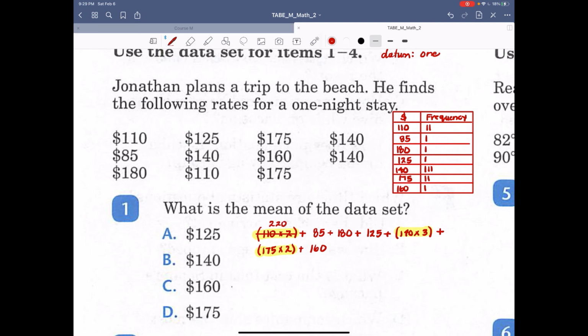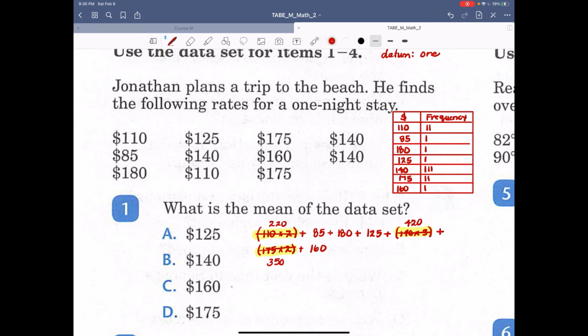Then 140 times 3 is 420. And then 175 times 2 is 350. Then I'm going to add these numbers up. So I have 220 plus 85 plus 180 plus 125 plus 420 plus 350 plus 160 equals.